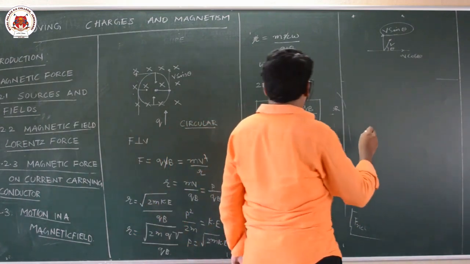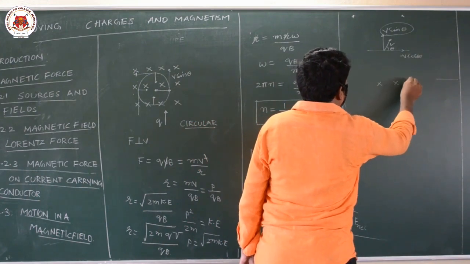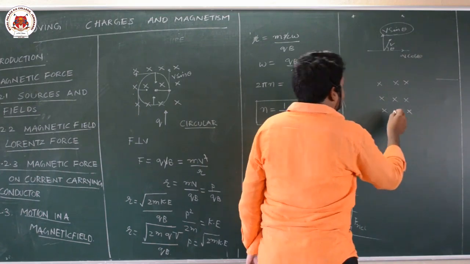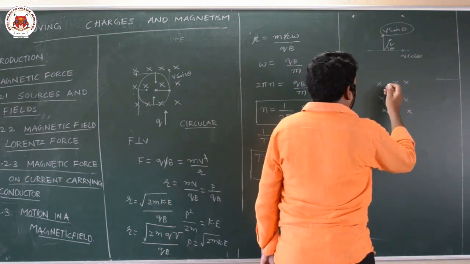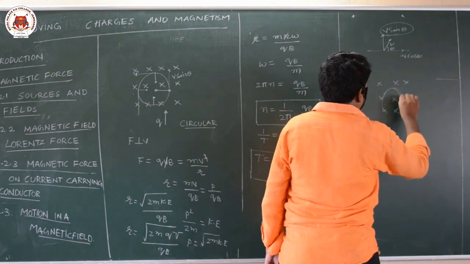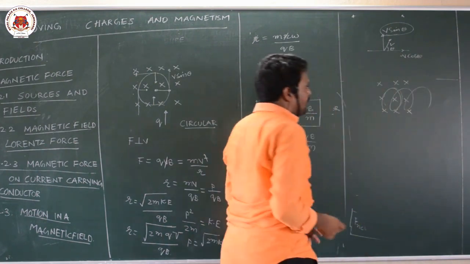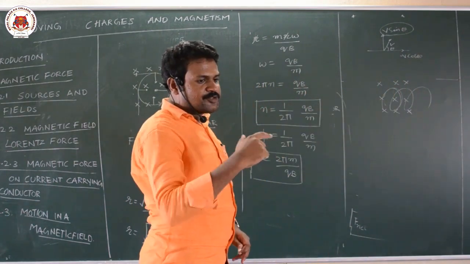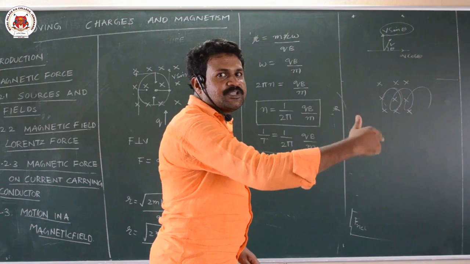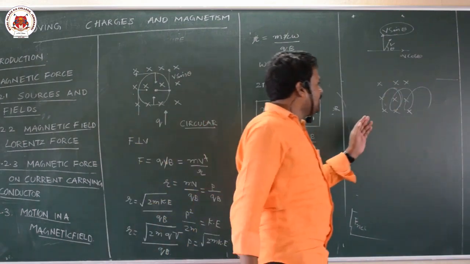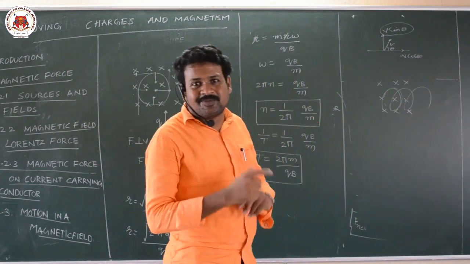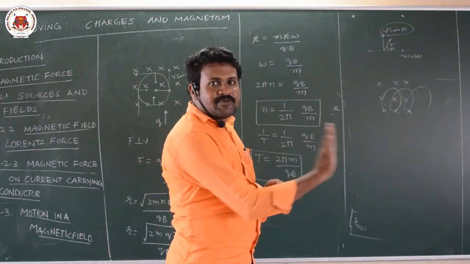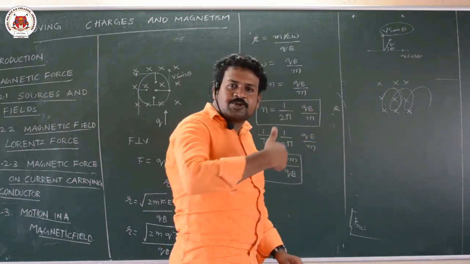That means after entering, this charged particle completes a circle and moves forward in this direction. It completes one circle, moves forward, completes a circle, moves forward. This is a spiral path. It will move in a helical path. Why? Because V cos theta pushes the charged particle in the forward direction, and V sin theta makes it rotate in a circle.